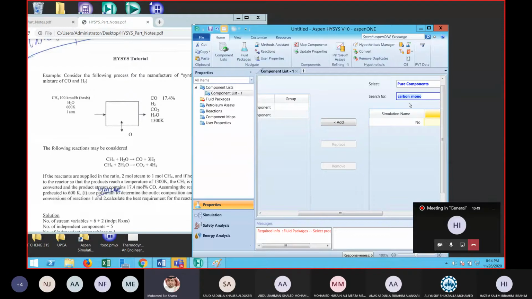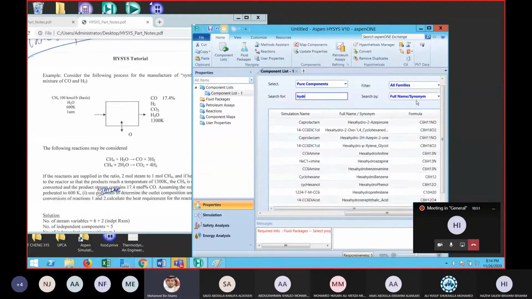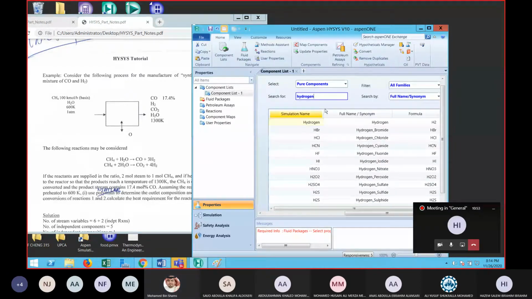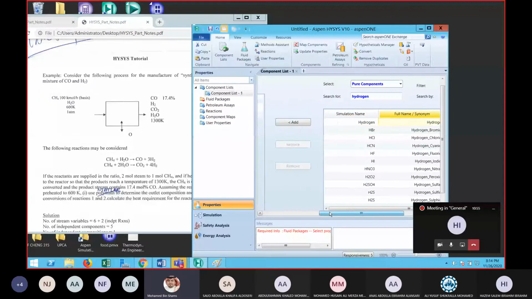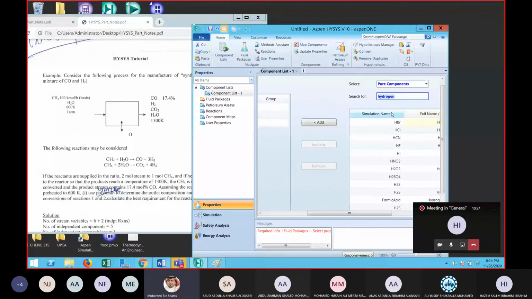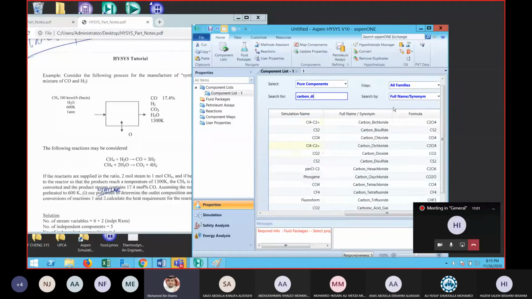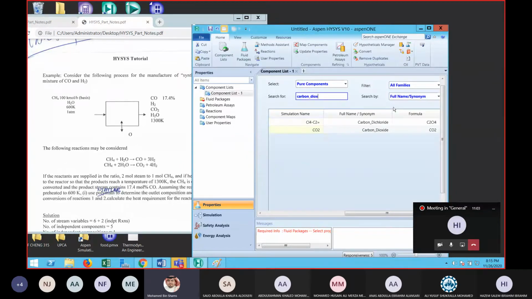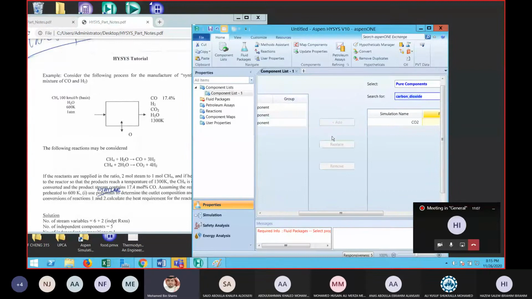Then I have hydrogen. We have to make sure it's also added. And I have carbon dioxide. We have to add it. And then I have water. Okay, and it's been added.